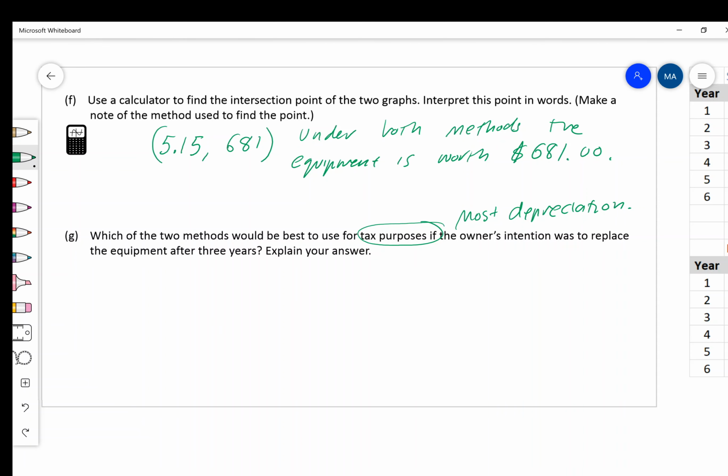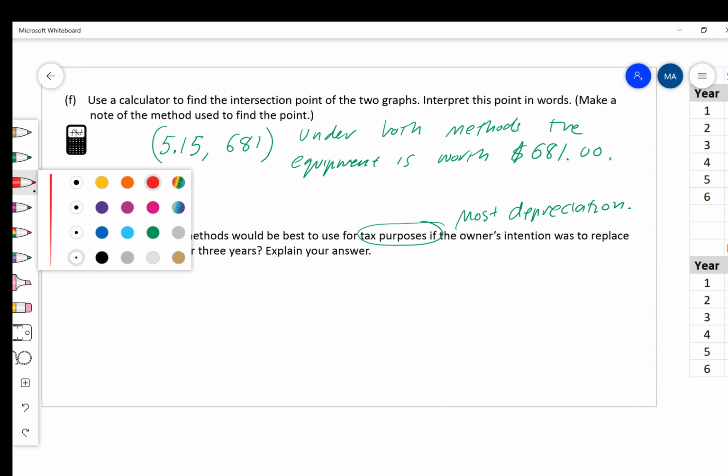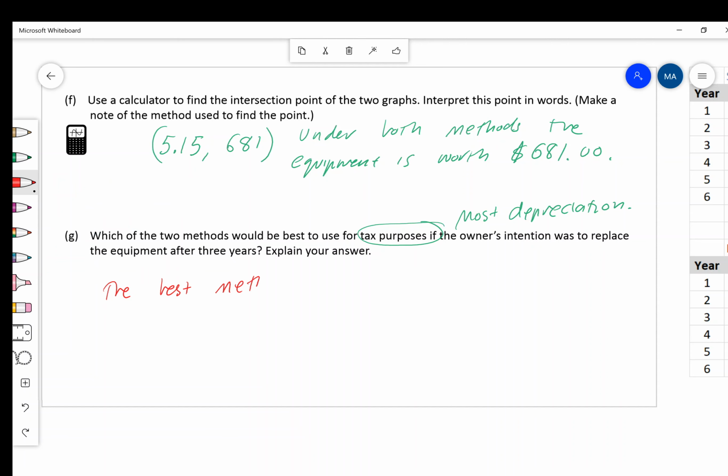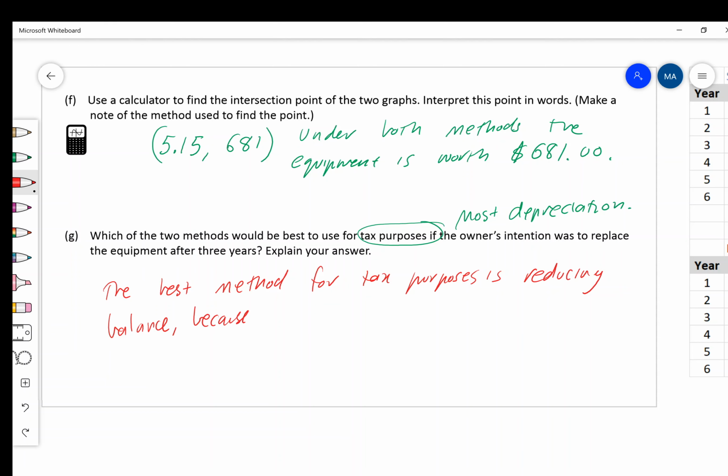All right, so the best method for tax purposes is reducing balance, because a greater level of depreciation gives a greater tax return.